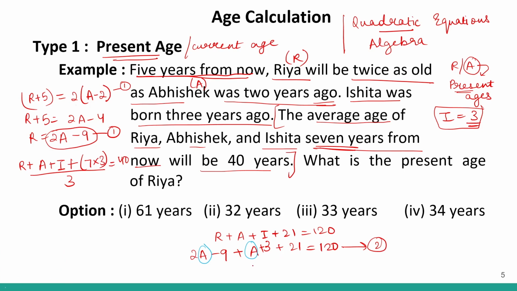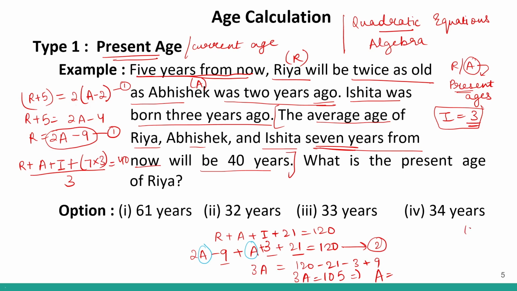So 2A plus A will give me 3A. Correct? It will be 120 minus 21 minus 3 plus 9, if I take these to the right side. Now, this will be how much? 129 minus 21 and 3, 24. So this will be 105. So 3A is how much? It is 105. That means A will be how much? 105 divided by 3.